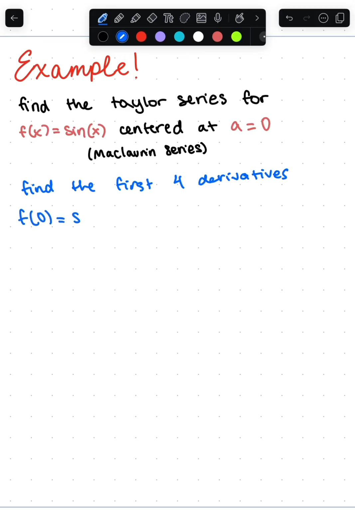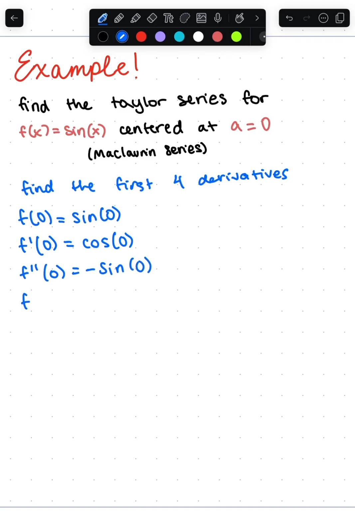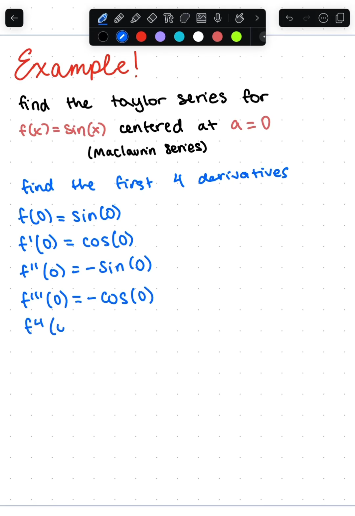So f of 0 is just going to be sine of 0. Now we take the derivative of sine of 0, which is going to be cosine 0. To find the second derivative, now we are going to find the derivative of cosine 0, which is negative sine 0. Next, for the third derivative, we take the derivative of negative sine 0, which is negative cosine 0. Lastly, for the fourth derivative, we take the derivative of negative cosine 0, which is just sine of 0.